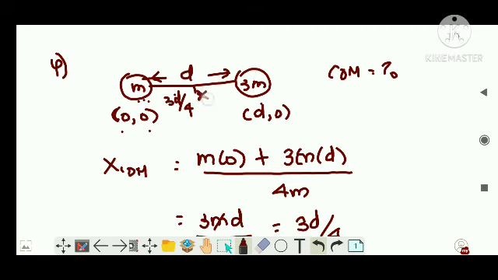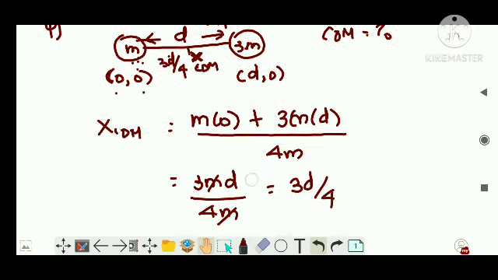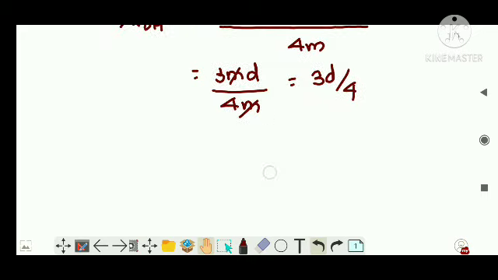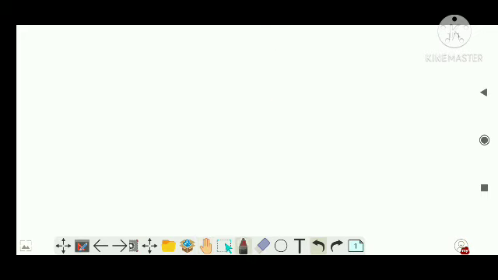This x which I have marked is your x center of mass, right? If 3d by 4 is the distance of the center of mass from this mass, then it is d by 4 away from 3m. So that means the center of mass is closer to 3m, right? I hope this much is clear, right?